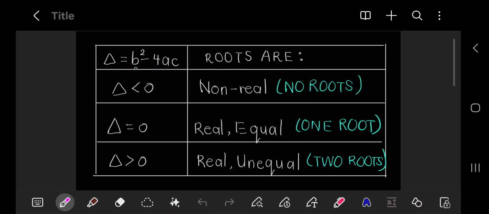So here it says if the discriminant is less than 0, the roots are non-real, so there are no roots. If the discriminant is equal to 0, the roots are real and equal. There would be one root. If the discriminant is greater than 0, the roots are real and unequal, so there are two roots.